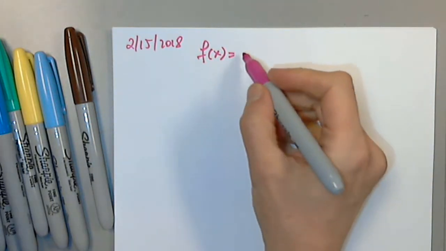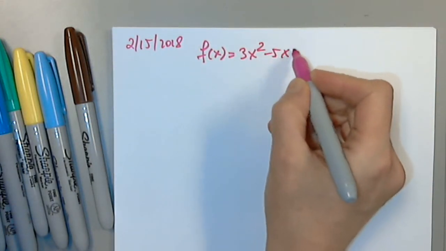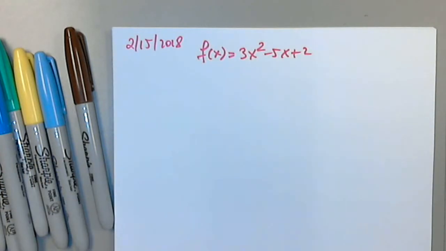So we have 3x squared minus 5x plus 2. So we are asked to create the difference quotient. We're working on this difference quotient for this function. The difference quotient will be given to you. You don't have to memorize it.